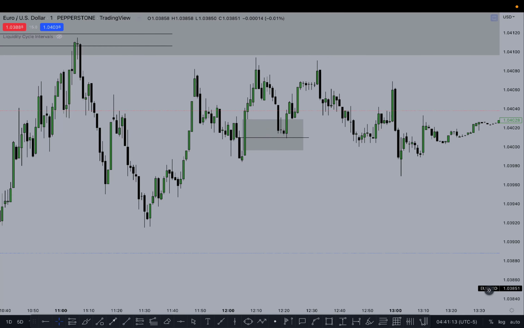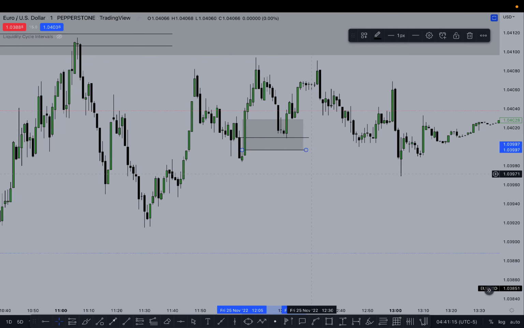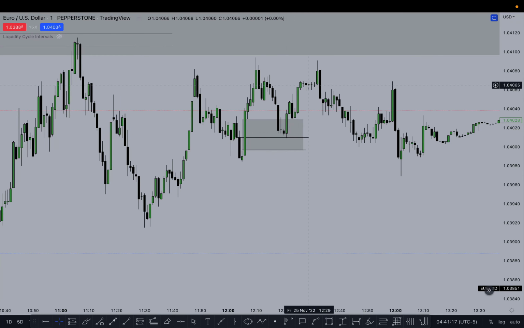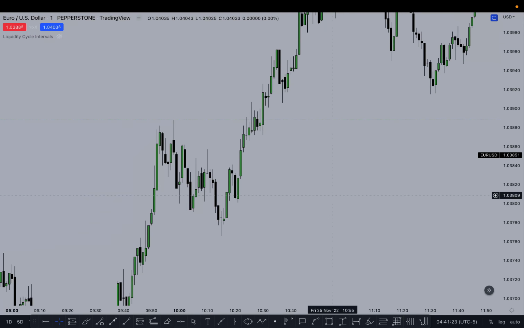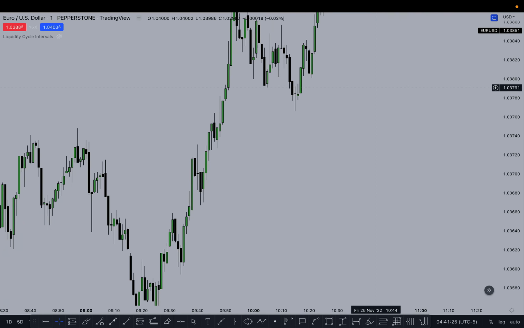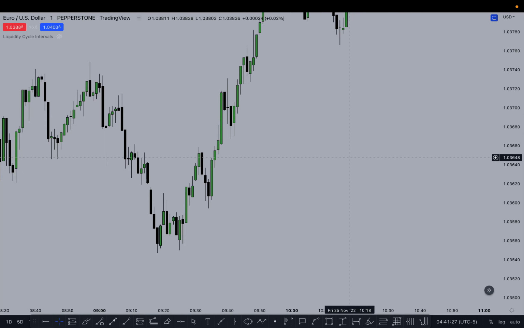See that gap over there, that is your balanced price range. Price taps it and gives a tradable bounce. Okay, now if we just look at one more example, one more, can we get one more?